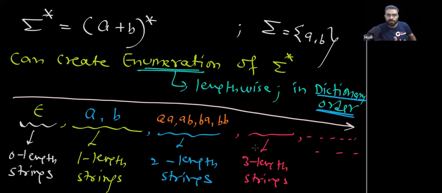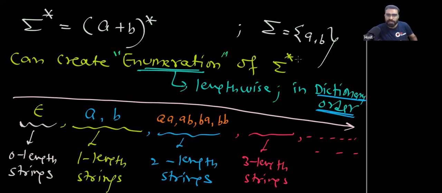Tell me where 4 length strings will appear. The 4 length strings will appear after the 3 length strings. Yes or no? Then 5 length strings, then 6 length strings. Like this, every string will appear in this enumeration. So this is your enumeration.